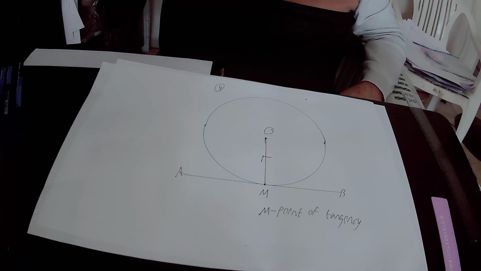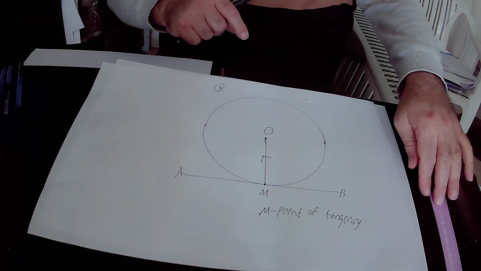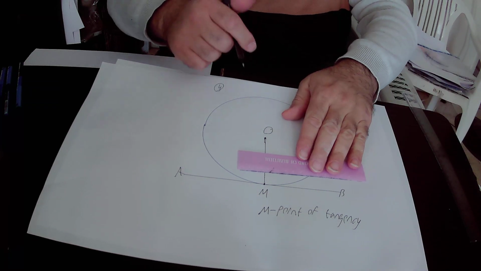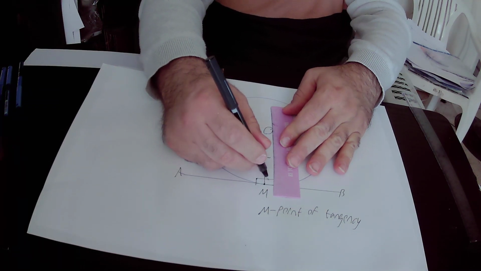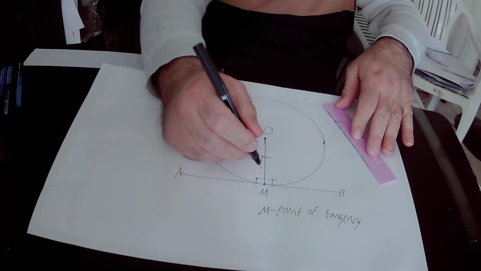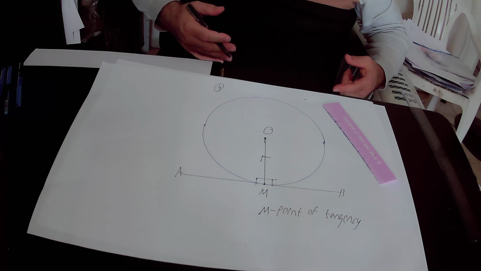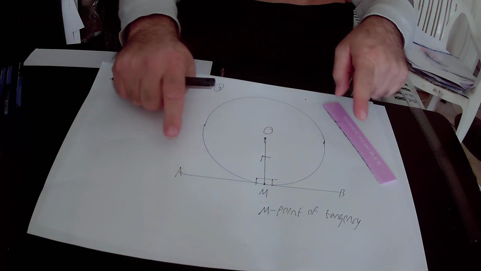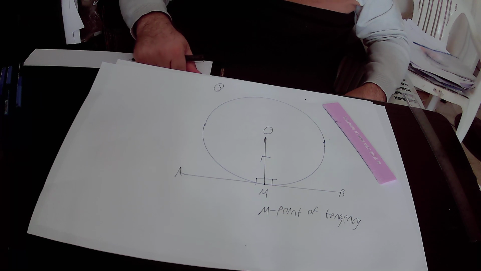Therefore, according to rule number 2, the tangent AB will be perpendicular to this radius. That is to say, this angle will be equal to 90 degrees, and this angle will also be equal to 90 degrees. I'll read rule number 2 again. A tangent to a circle, that is to say tangent AB, is perpendicular to the radius drawn to its point of tangency.